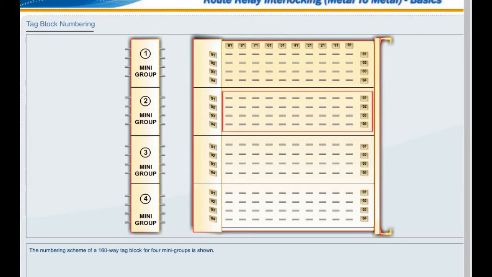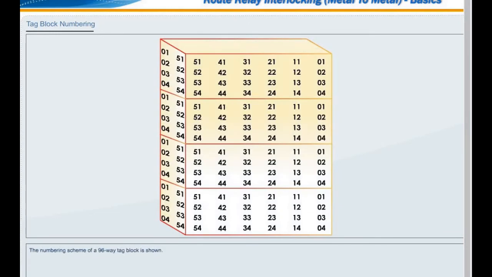Similarly, the counting starts for the second, third, and fourth mini groups. The numbering scheme of a 96-way tag block is shown. The numbering will start from 1, 11, 21, 31, 41, 51, 2, 12, 22, 32, 42, 52, 3, 13, 23, 33, 43, 53, 4, 14, 24, 34, 44, 54.